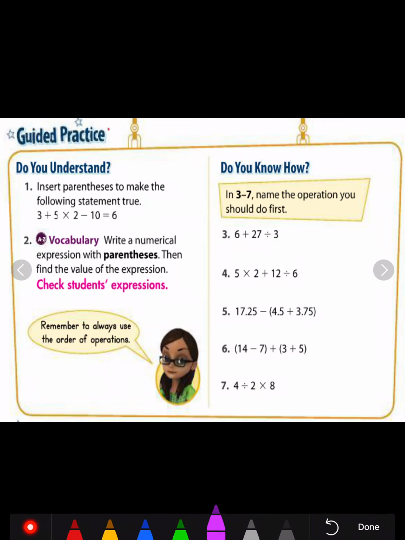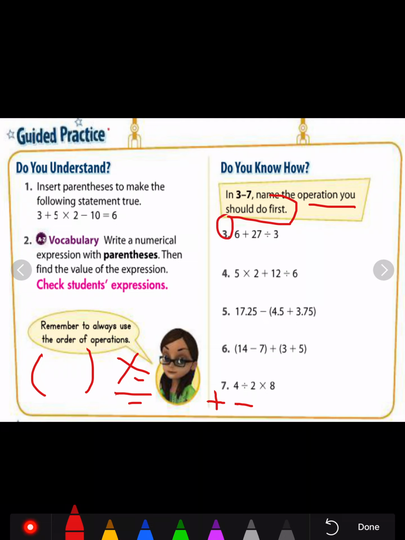First, let me focus on which is the first operation. When you evaluate a numerical expression, what is the first operation? We always need to remember the order of operations: we evaluate parentheses first, then multiply and divide from left to right, then plus or minus from left to right. Here in questions 3 to 7, he didn't ask me to evaluate a numerical expression. We just need to name the operation that we should start with.